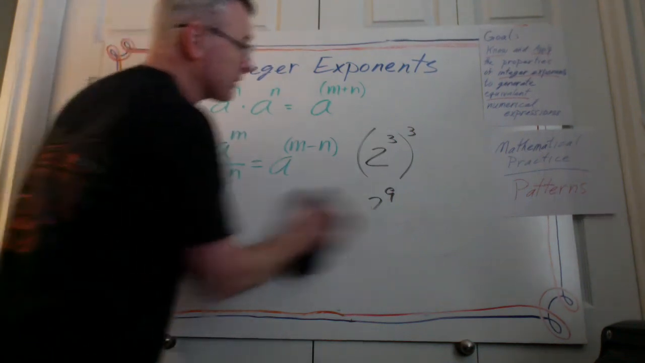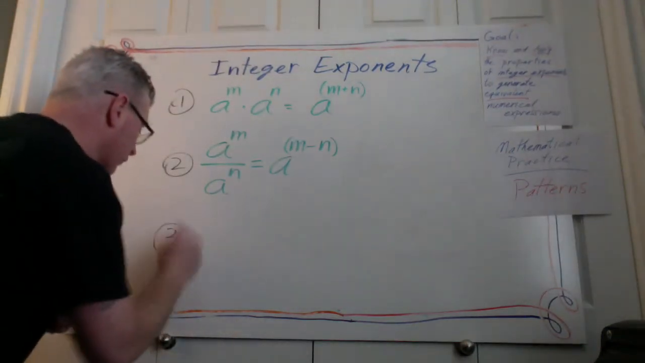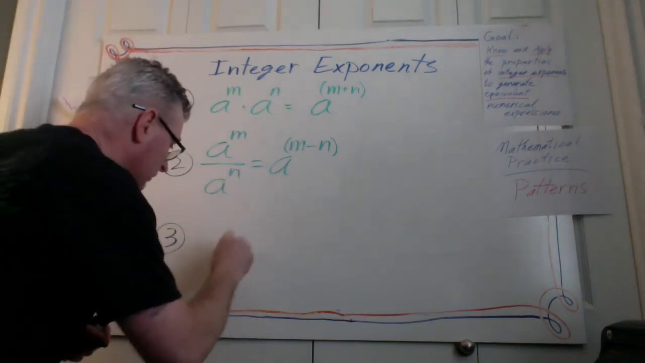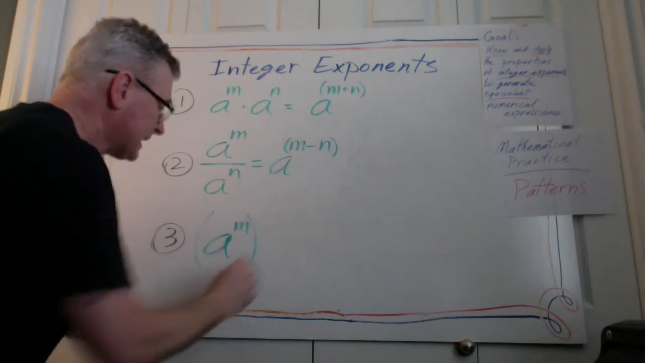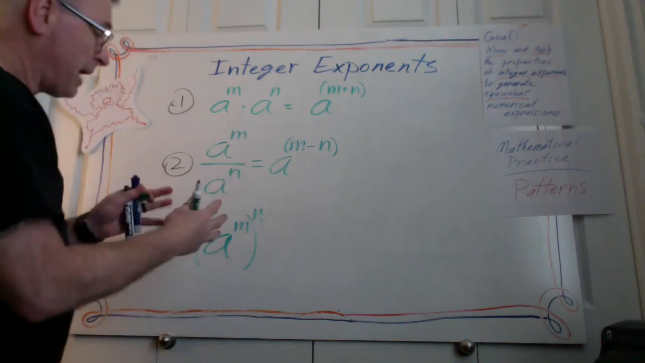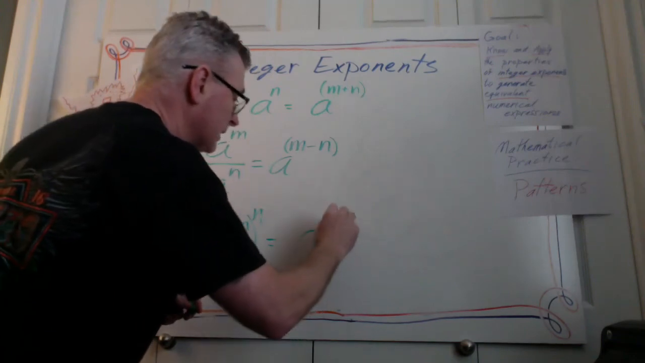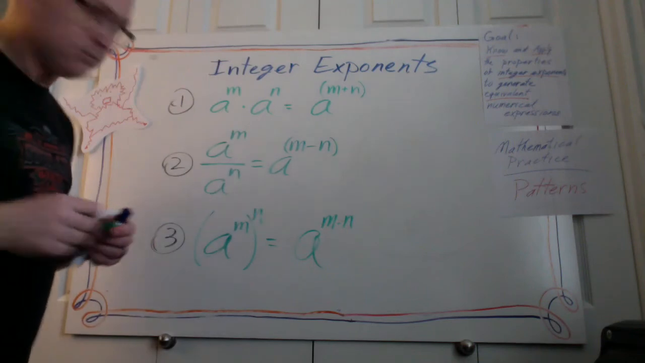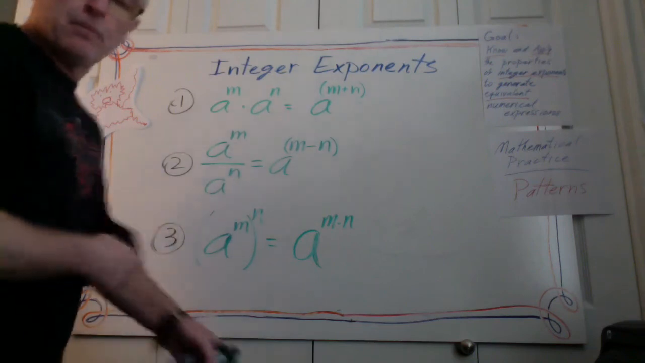So if you have something that is a power and it's taken to another power, here's my third rule. If I have a to the m and I take it to the nth power, this turns out to be a to the m times n power. You can barely see that. There we go.